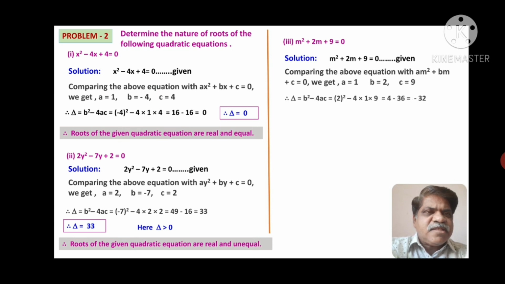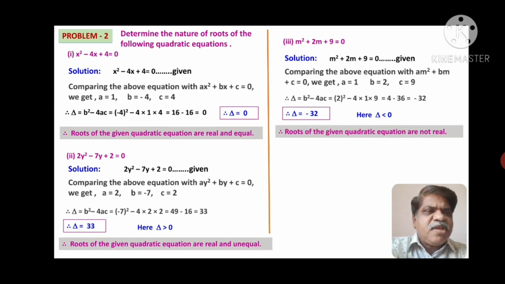Therefore, here discriminant delta is equal to b square minus 4ac, which will be equal to, now we will substitute the values, b's value is 2, 2 square minus 4 into 1 into 9, which will be 2 square is 4 and 4 into 1 into 9 is 36. 4 minus 36 will be minus 32. Therefore, delta is equal to minus 32, means here the delta is less than 0. Hence, we can say that the roots of the given quadratic equation are not real.